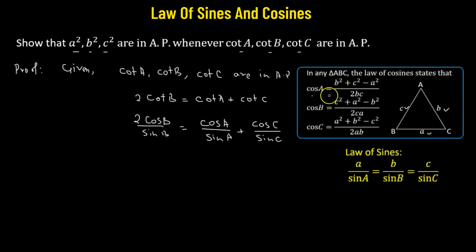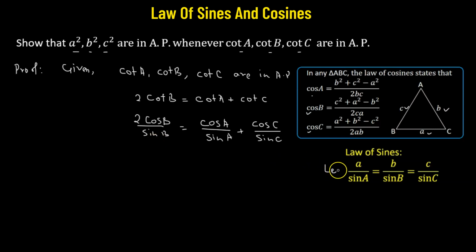Then we can define cosine of angle A in terms of its sides as b squared plus c squared minus a squared over 2bc. Similarly, we can define cosine of angle B and cosine of angle C in terms of their respective sides. And the law of sines states that the ratio of side a to the sine of the angle opposite to it equals the ratio of side b to the sine of the angle opposite to it, and this also equals the ratio of the third side to the sine of the angle opposite to side c. Now we will use the values of cosine A, cosine B, and cosine C. We also need to find the values of sine A, sine B, and sine C.